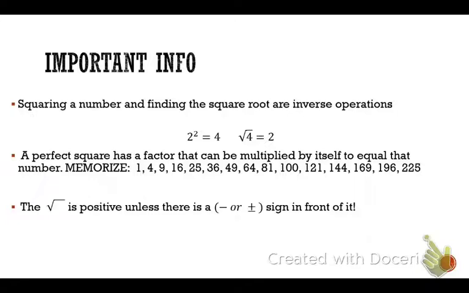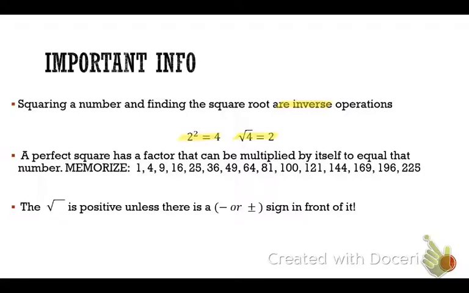One thing you need to know is that squaring a number and finding the square root are what we call inverse operations. They're inverse operations. So if I take 2 squared equals 4, and then the square root of 4 equals 2. So basically they work hand in hand.